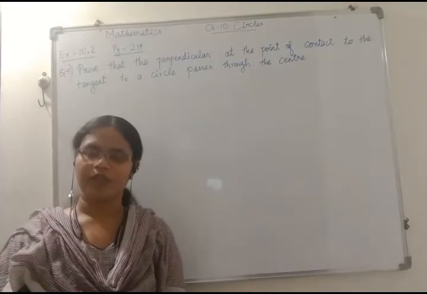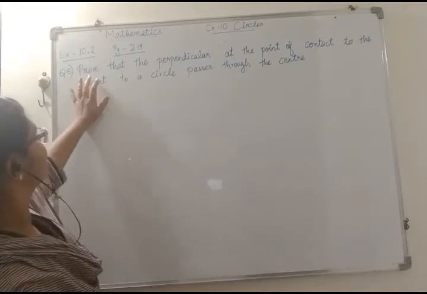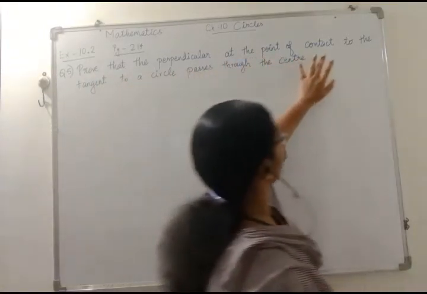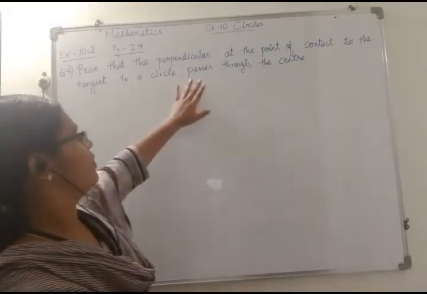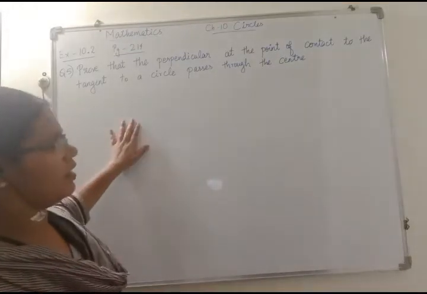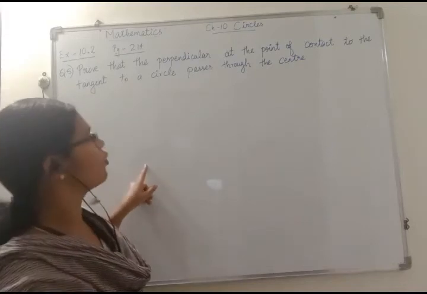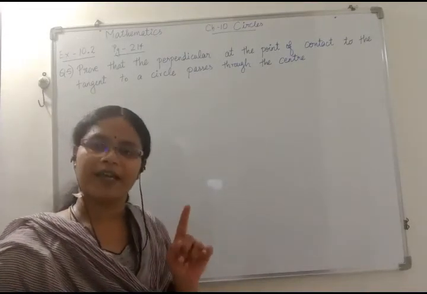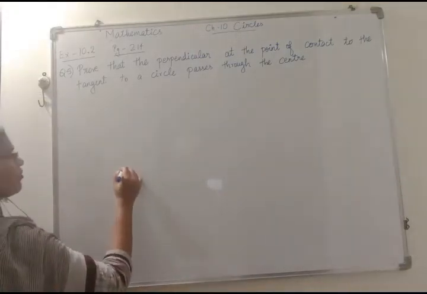Now, we will solve question number 5. The question is, prove that the perpendicular at the point of contact to the tangent to a circle passes through the center. So, we have a circle and a tangent. Through the point of contact, we are going to draw a perpendicular line. We have to prove that that line passes through the center. Let's draw the figure for it.